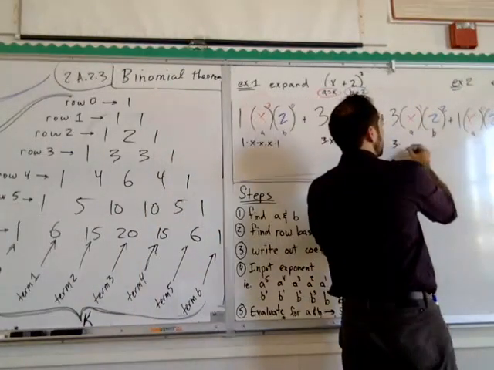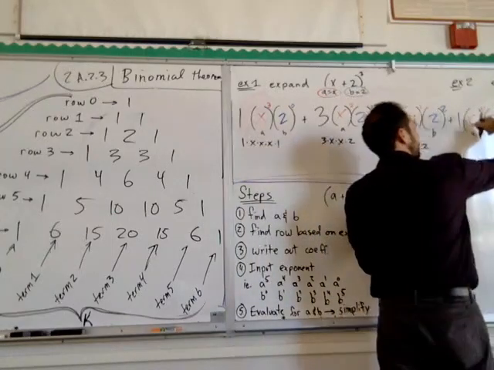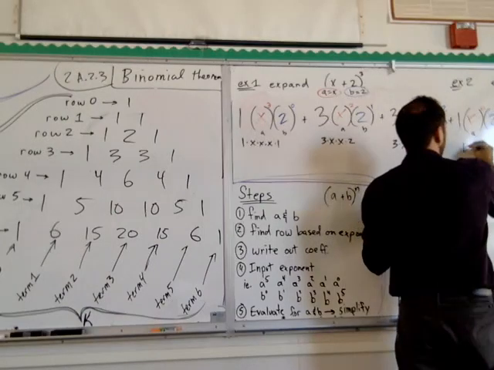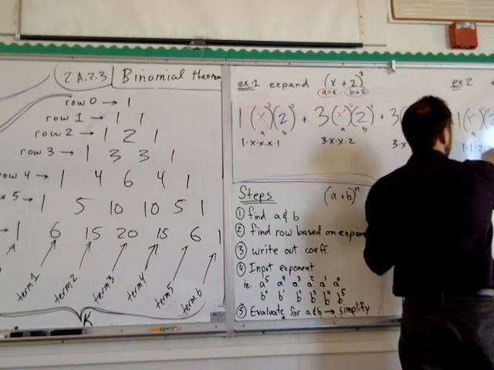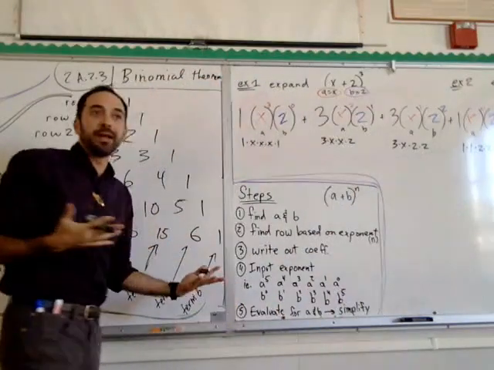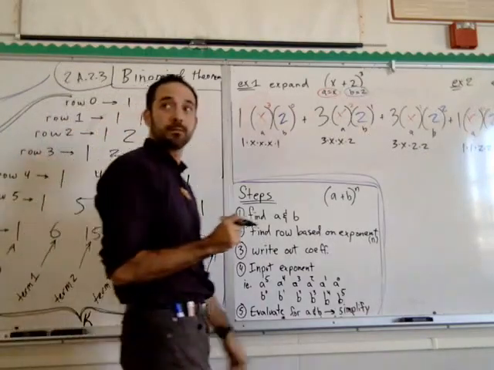3 times x times 2 times 2. What's this one? What's that going to be? X to the 0? 1. 1 times 1 times 2, 2, 2. You see, if I have them all expanded out, then when I now compress them back, I have my final answer and I'm done. Right. So we're almost done already.